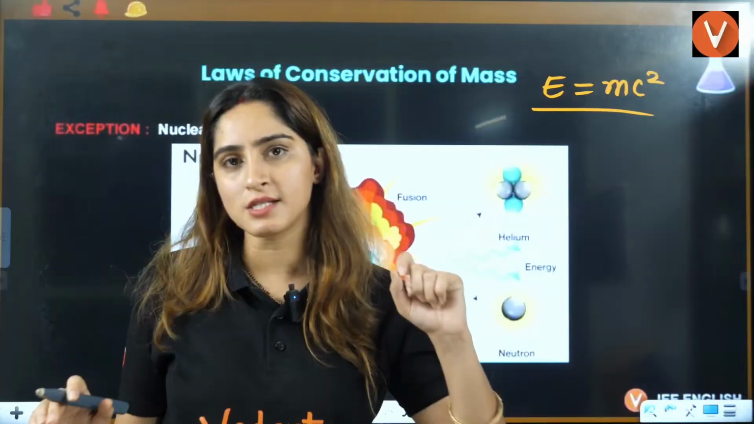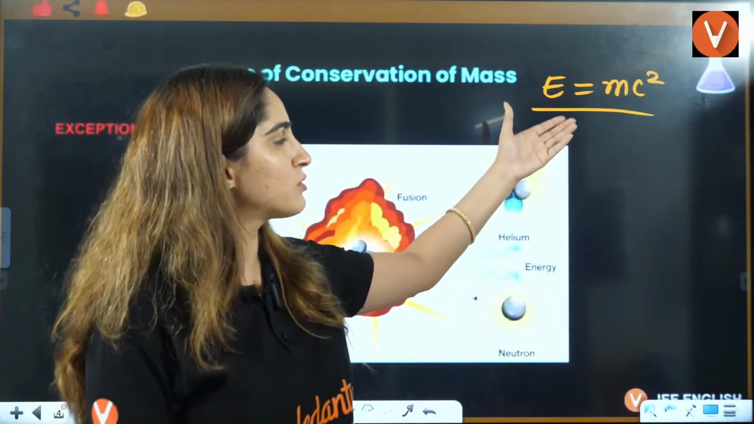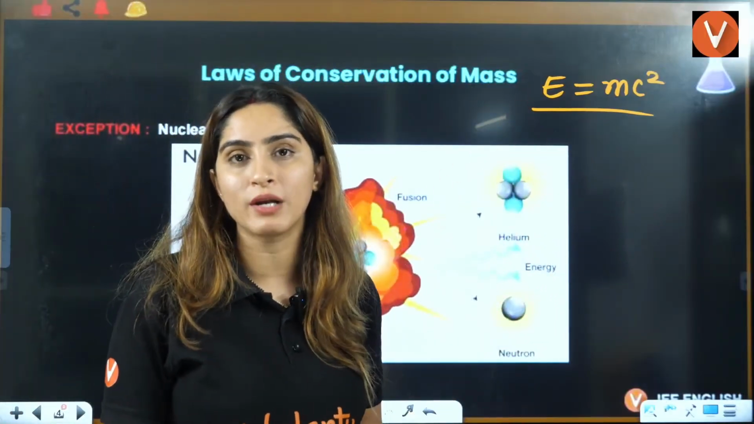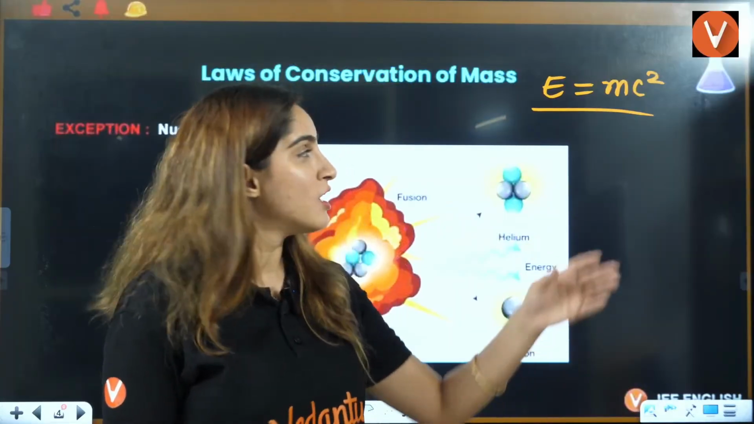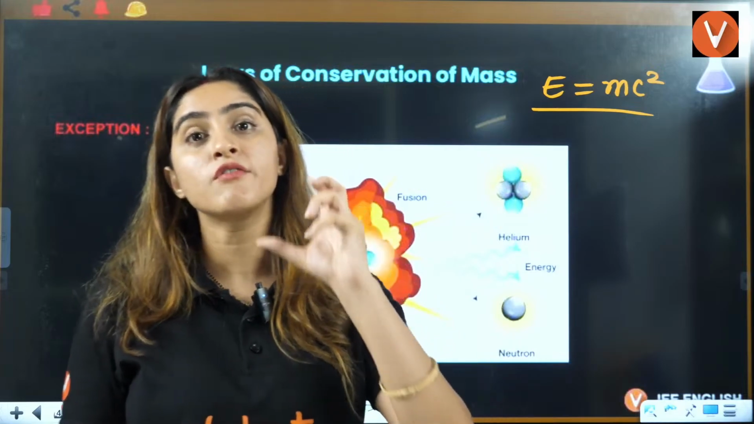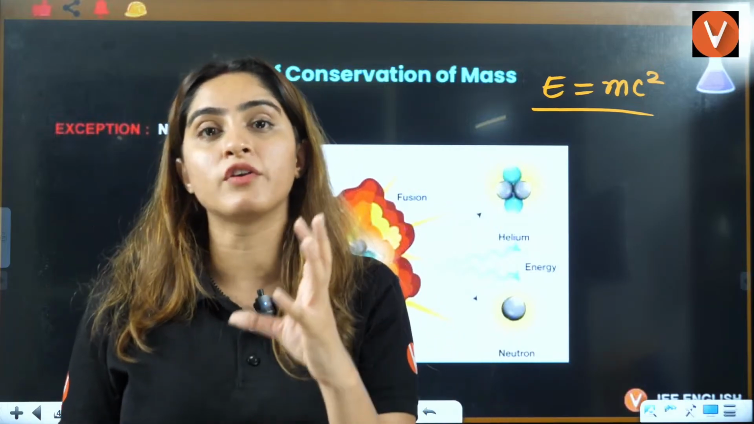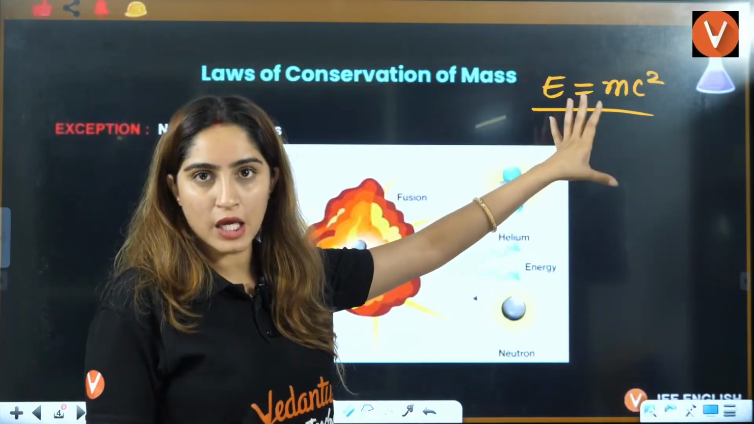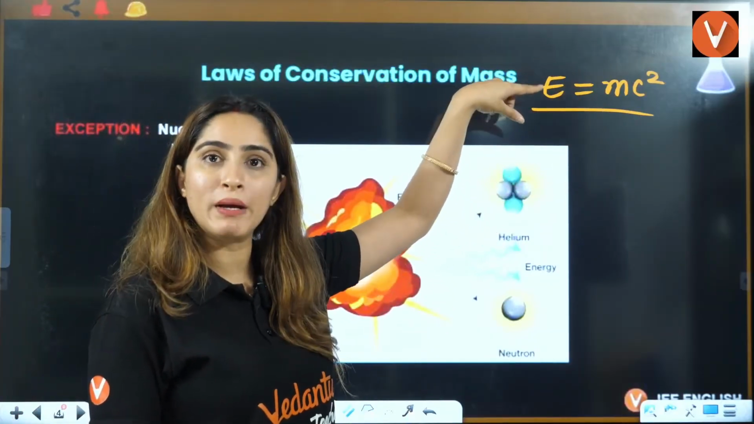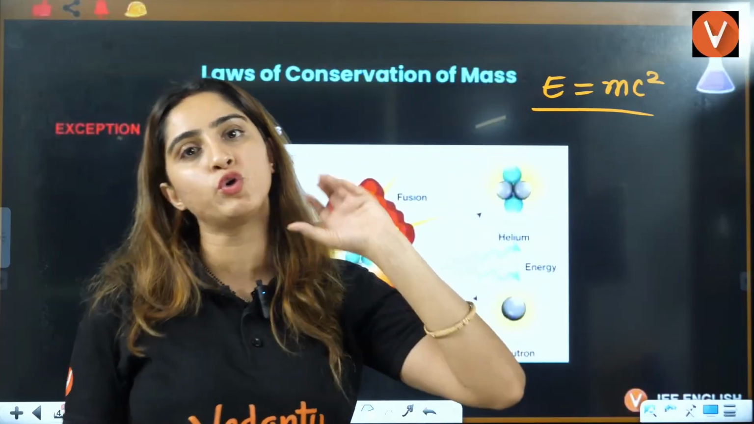E equals mc square. You must have heard about this particular formula many times in your life, if you're a science enthusiast. This is the equation given by Einstein. Now, according to this equation, mass can be converted to energy, and energy can be converted to mass.